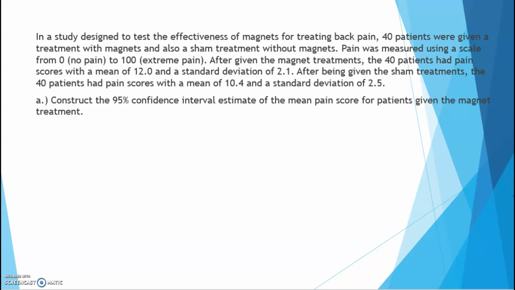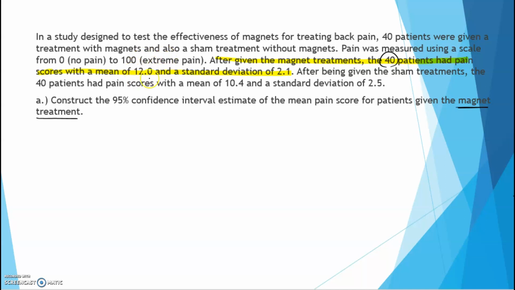Part A. Construct the 95% confidence interval estimate of the mean pain score for patients given the magnet treatment. Okay, so we're looking for the magnet treatment. So what it said up here about the magnet treatment was, after being given the magnet treatment, the 40 patients had back pain scores with a mean of 12 and a standard deviation of 2.1. So we've got 40 patients in our sample size. So our sample size is 40.